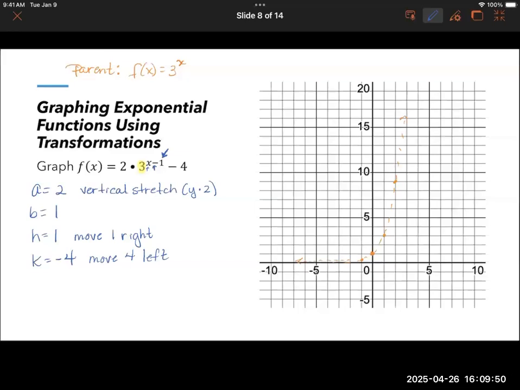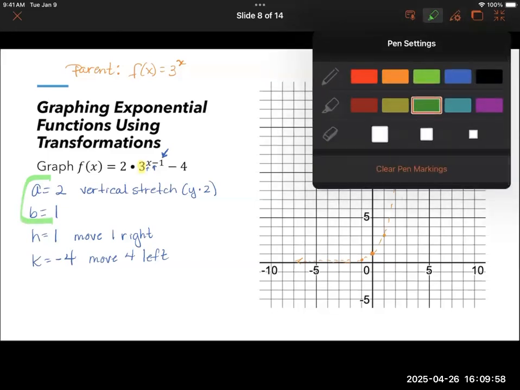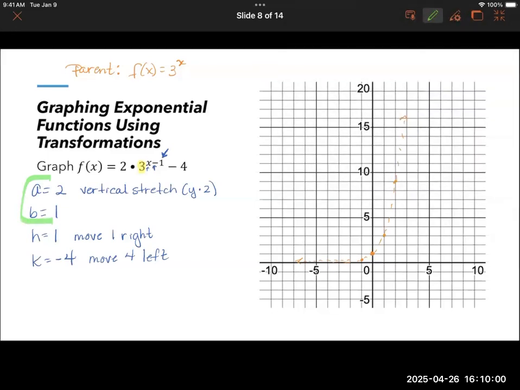Okay, so I recommend that you start with A and B values, whatever transformations that they suggest is what you would want to think about first. So I'm going to take every y coordinate that I have in my parent function and multiply it by 2. So if I start with this point, I get 0, 1, multiply the y value by 2, and I get 0, 2.